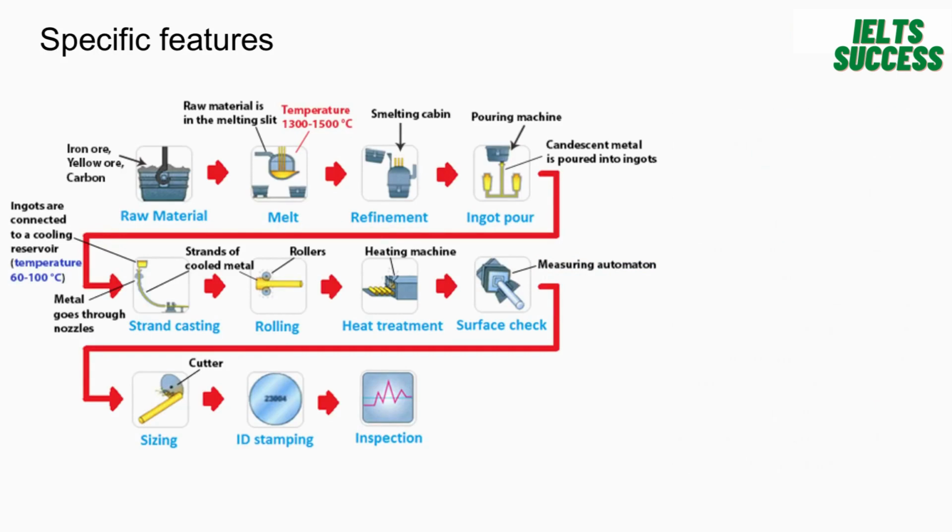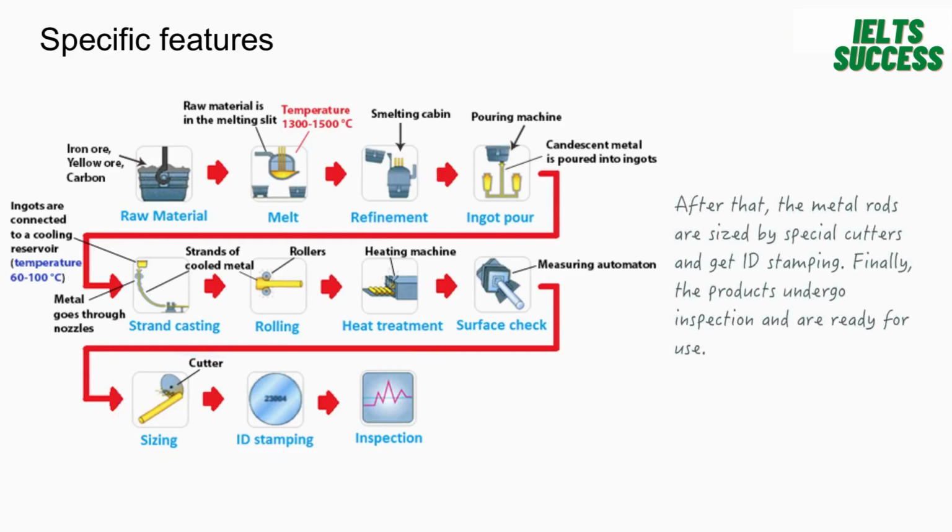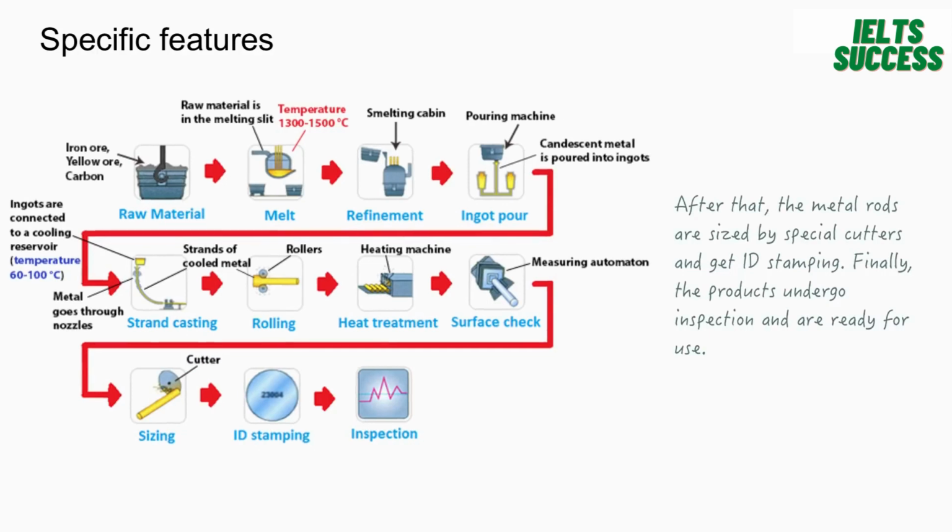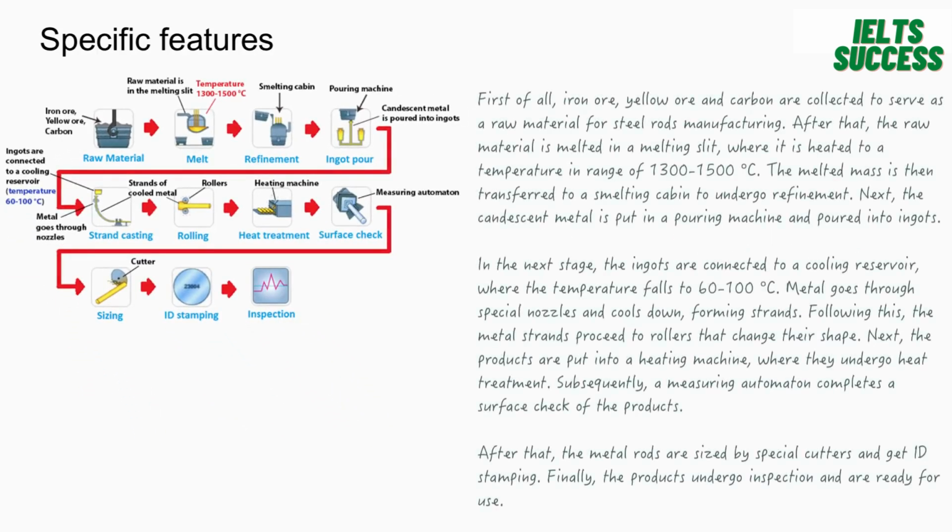And now, only the last 3 stages are left for our third paragraph. This is how I describe them. After that, the metal rods are sized by special cutters and get ID stamping. Finally, the products undergo inspection and are ready for use. Congratulations! We have described all 11 stages of our process. And that's all with our specific features. You can take a look at the 3 paragraphs of specific features on the right.